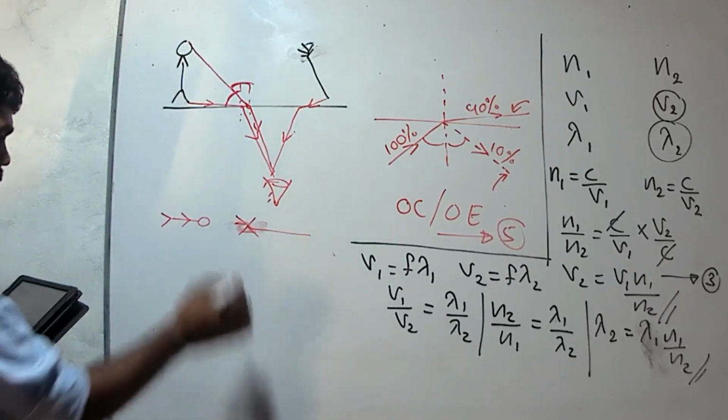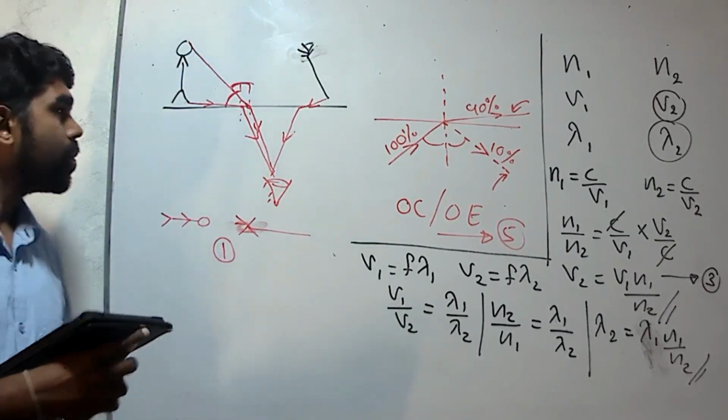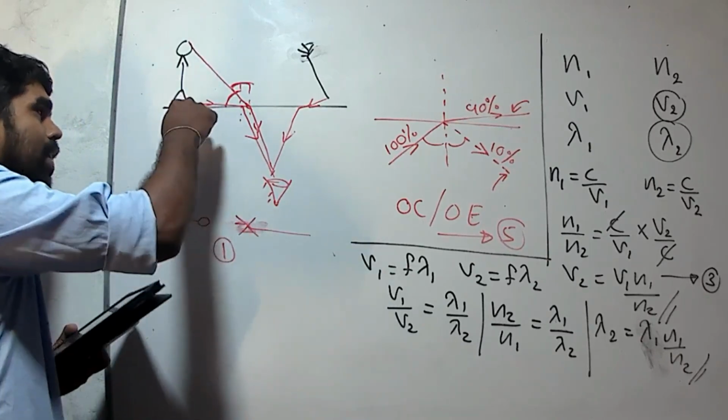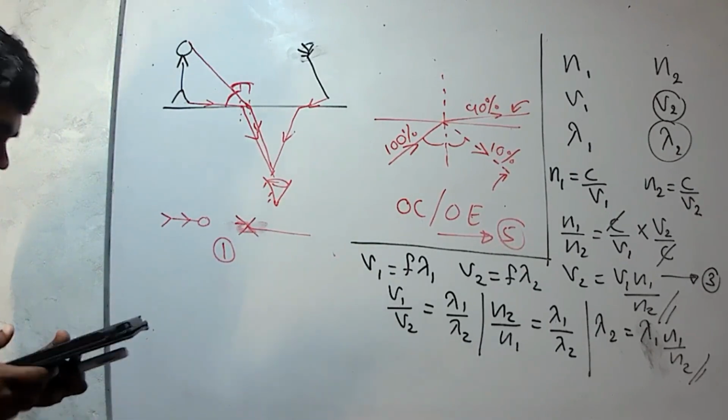Therefore, the answer should be 1. He can see the full image of the man and tree because they have given a light ray corresponding to the bottom of both objects.